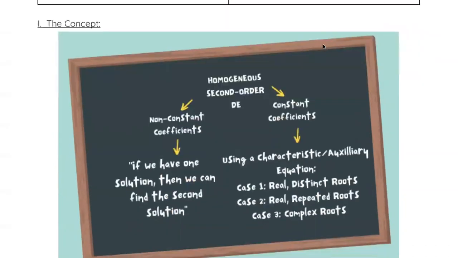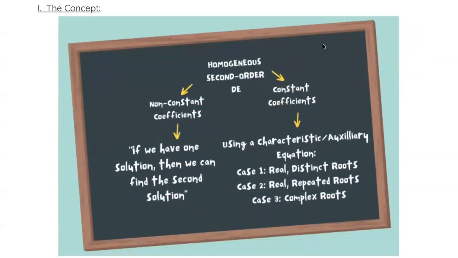So an updated little flow chart for us to think about is we're starting with homogeneous second order differential equations. We've explored this idea that if we have non-constant coefficients, we can approach it with this idea: if we have one solution, then we can find the second solution. But one thing to note is we had to have that one solution. If we didn't have that one solution, we wouldn't have been able to do those problems.